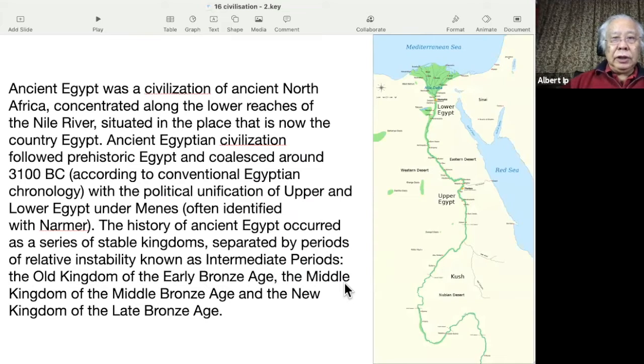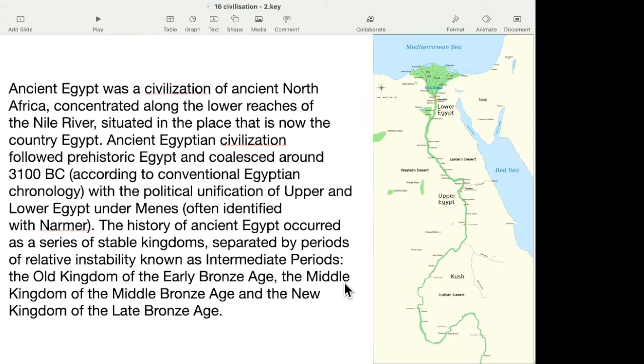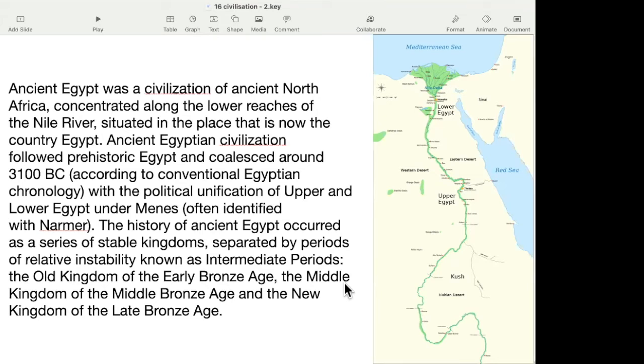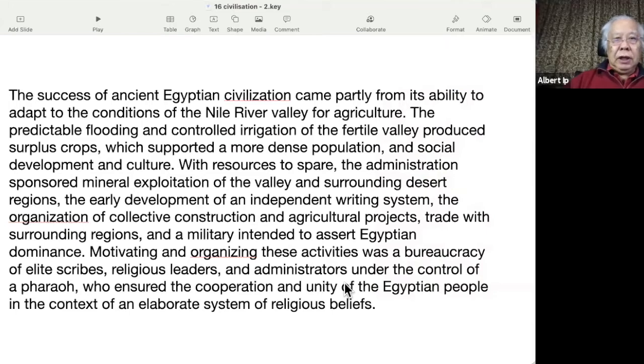On the right of the screen, you see a yellow river. This river is quite different from the river we found in China, and therefore the culture that developed along the river is quite different. But anyway, the Egyptians obviously depended on this river for their crops, etc. The success of the Egyptian civilization comes partly from its ability to adapt to the conditions of the Nile River.